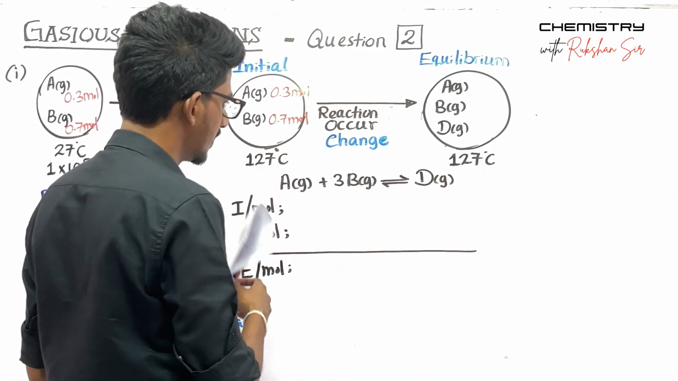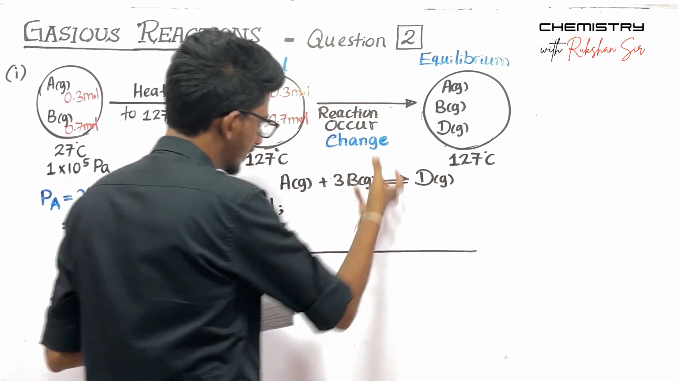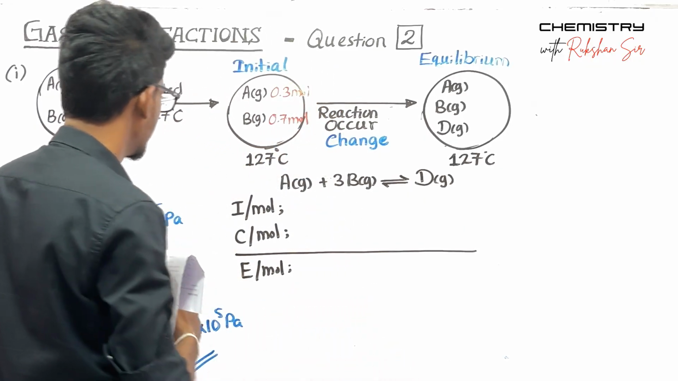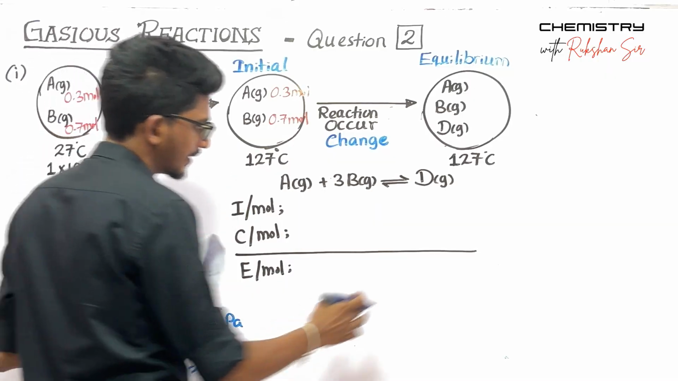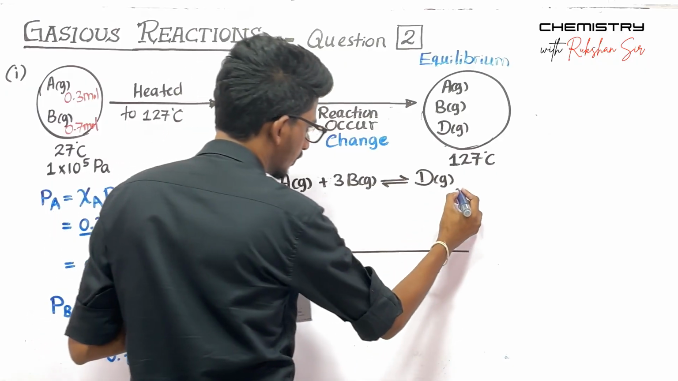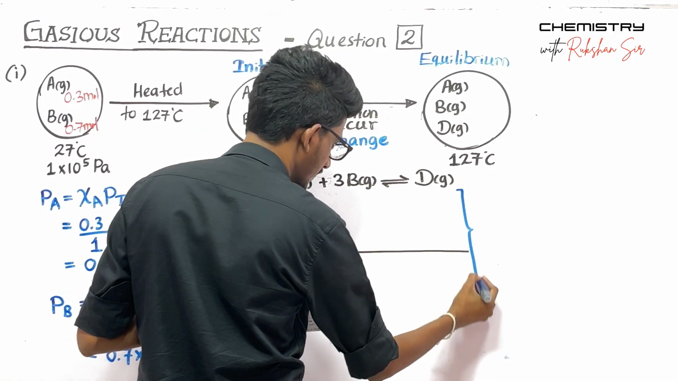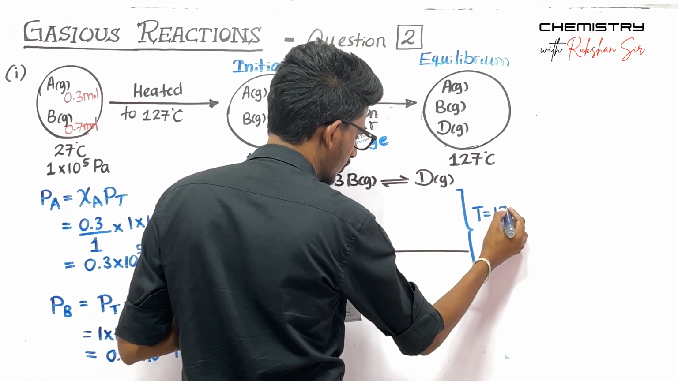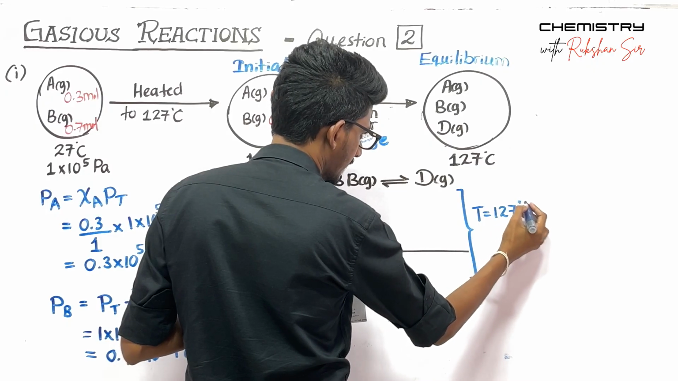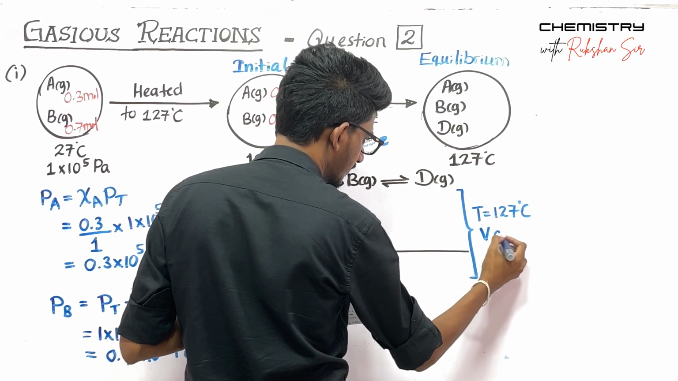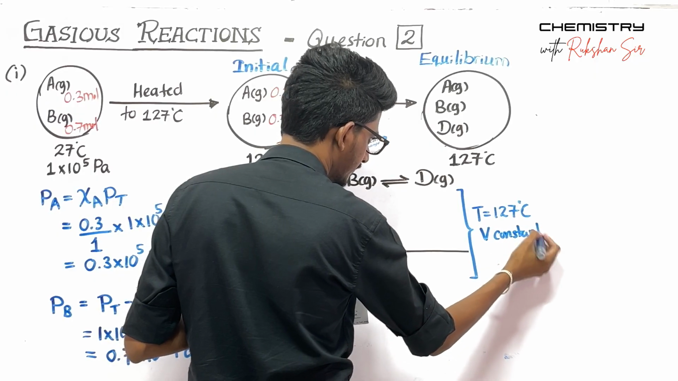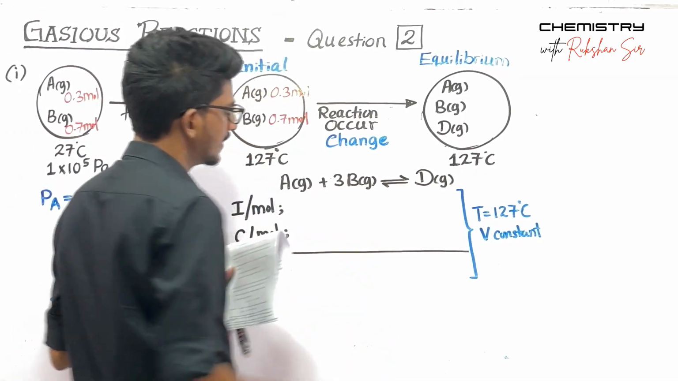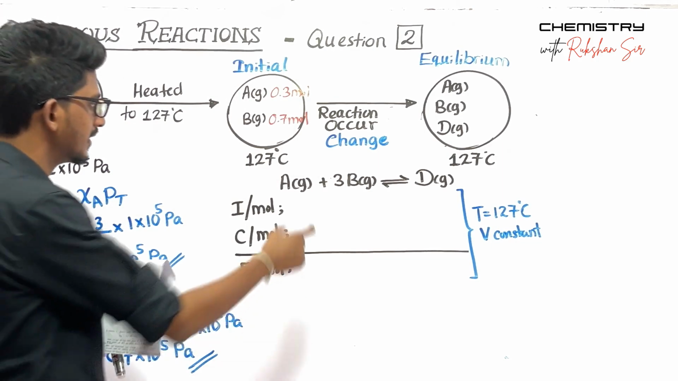Okay, so always we are drawing these ICE tables, the reaction tables, for constant temperature and volume situations, right? So for all of these values, temperature is equal to 127 and volume is a constant. Remember that. Now just try to fill these values. Just try to complete the table here.